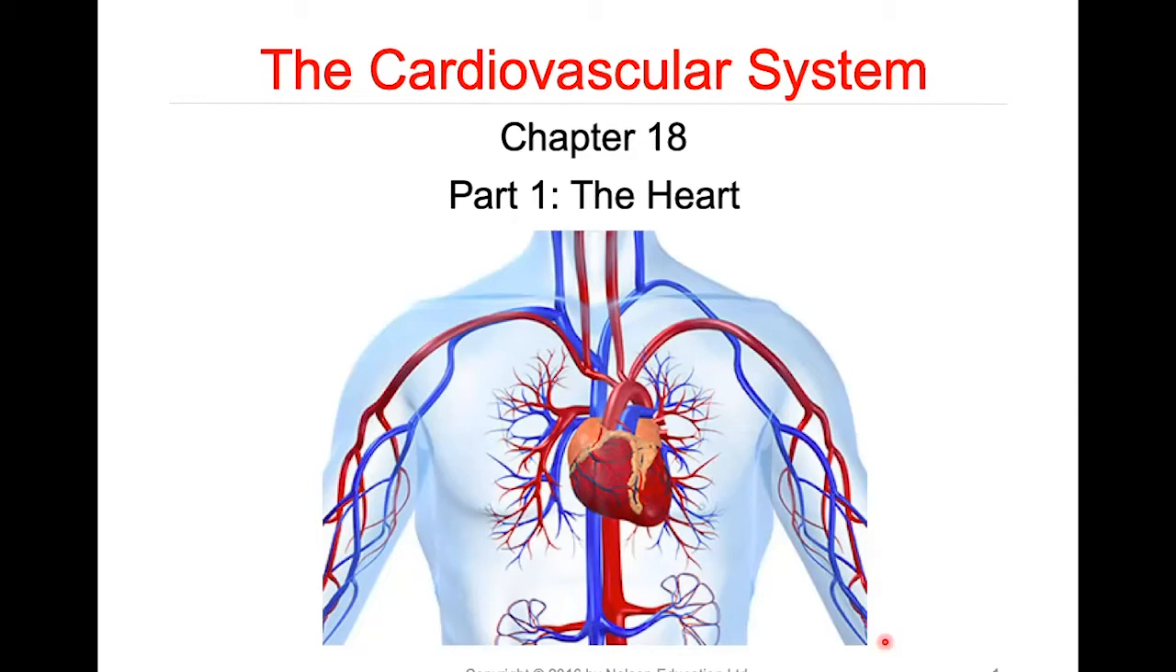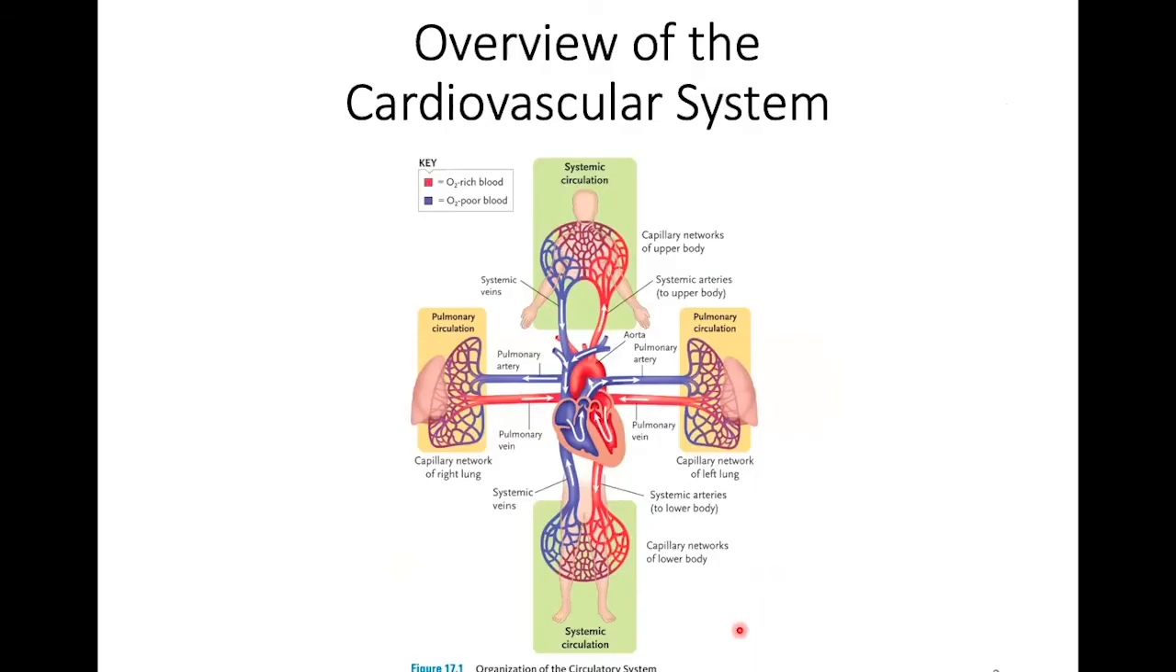In the upcoming weeks, we're going to spend our time then looking at all the various arteries as well as veins that make up both our systemic circulation as well as pulmonary circulation. Now, the main purpose of the cardiovascular system is to be able to circulate blood throughout the body.